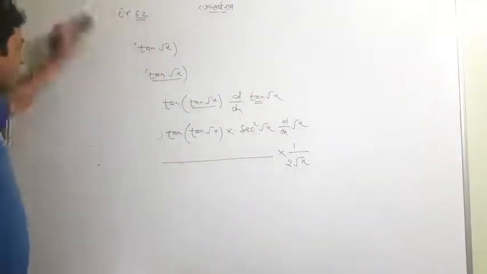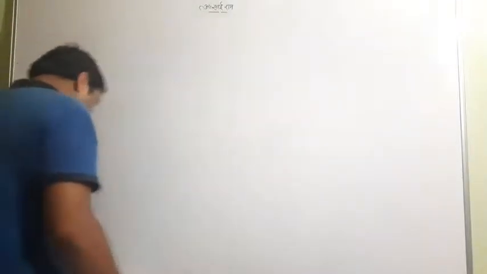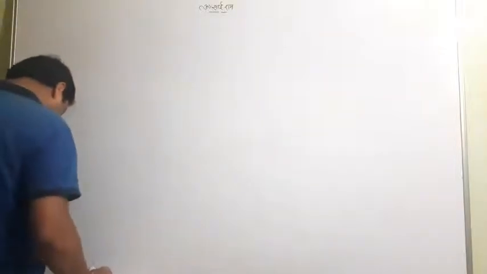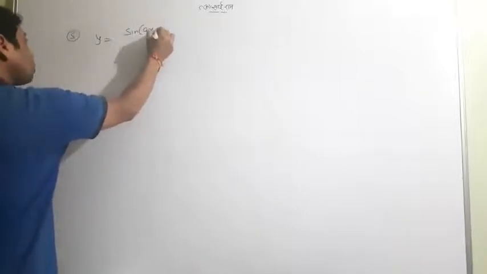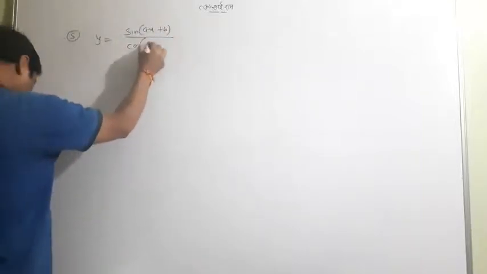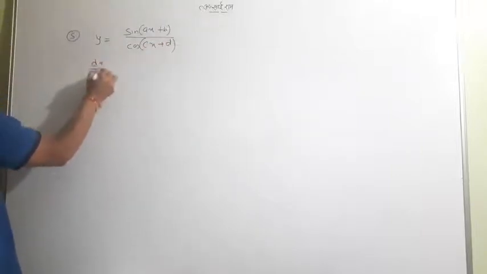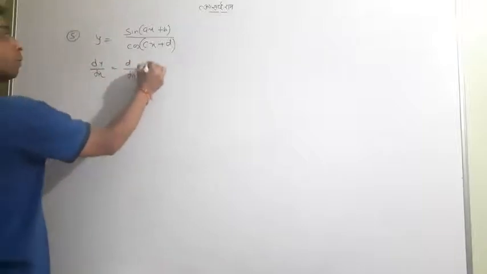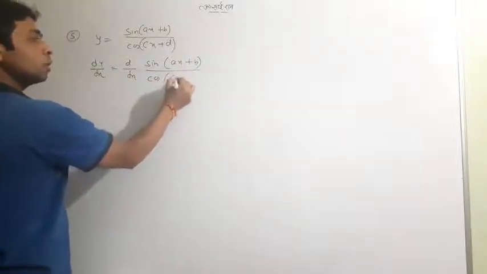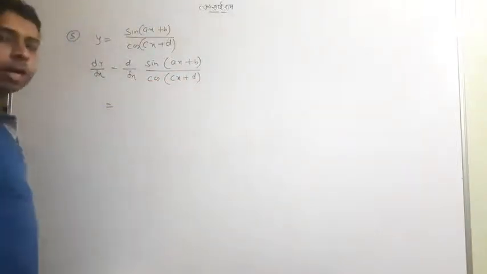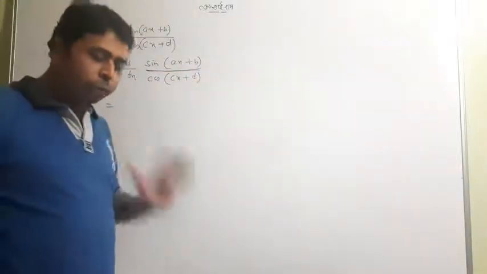Let me take some other question based on the same. We have a question like question number 5th, suppose I am taking. y is equal to sin(ax plus b) upon cos(cx plus d). Now you want to differentiate, so definitely you go with dy by dx of sin(ax plus b) upon cos(cx plus d). When you start the problem, see the important sign, division. So don't confuse.